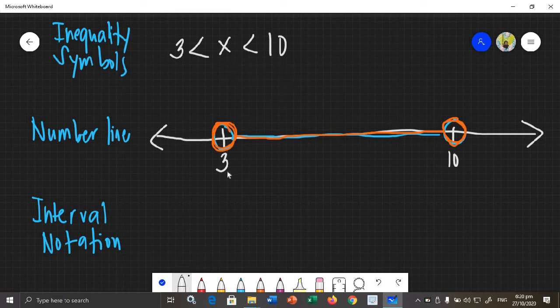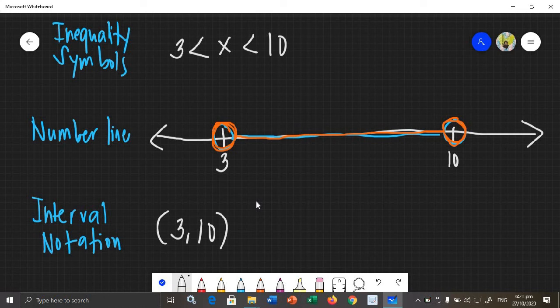And then if I'm going to write the interval notation, it will be like this. 3 and 10, because they are not included in the solution. Therefore, I draw an open circle here in the number line. And when it's an open circle, we use a parenthesis in the interval notation. So that is how the interval notation goes and how the number line goes in solving or illustrating inequalities.